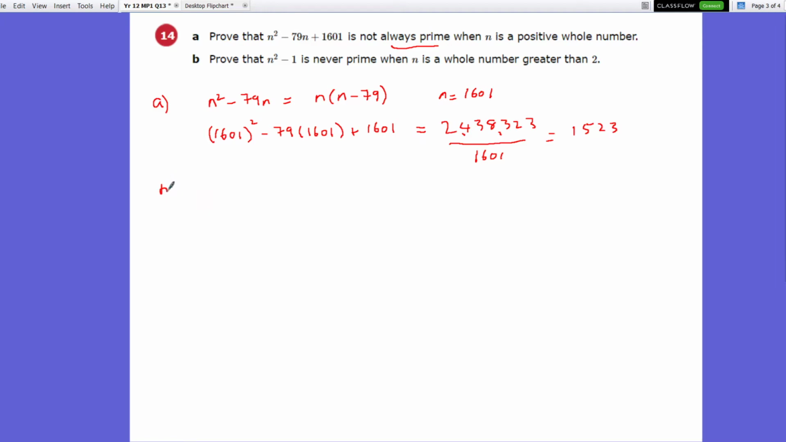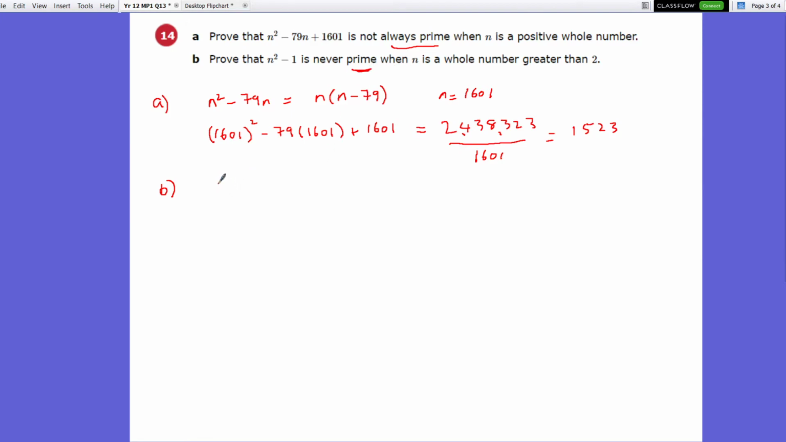Let's have a look at B. Prove that n squared minus 1 is never prime when n is a whole number greater than 2. So we're going back to what is a prime number. A prime number is a number that is only a multiple of 1 and itself. If there are any other factors within that number, then it can't be a prime number.